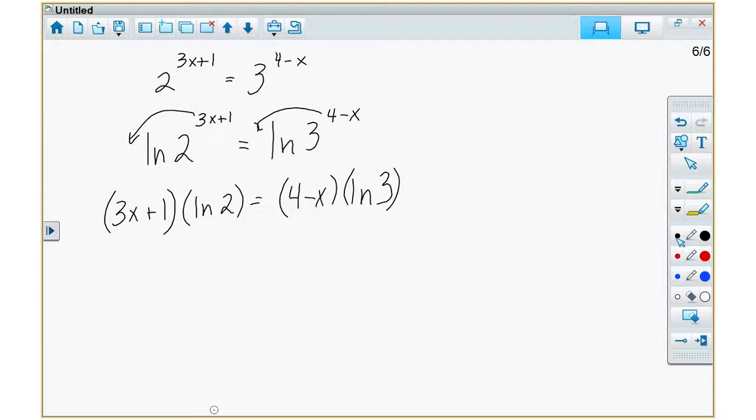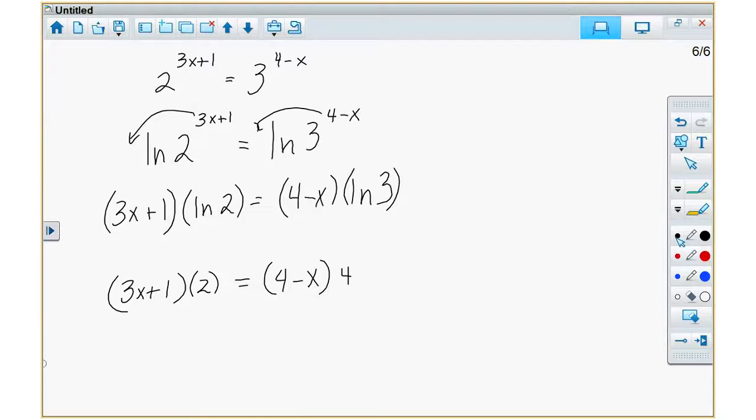Just so you know, I ain't got a clue what this thing's value is. What did I tell you a natural log of a number is? A number. So this is like this. Let's go back in time. How would you solve that? So how are you going to solve this?